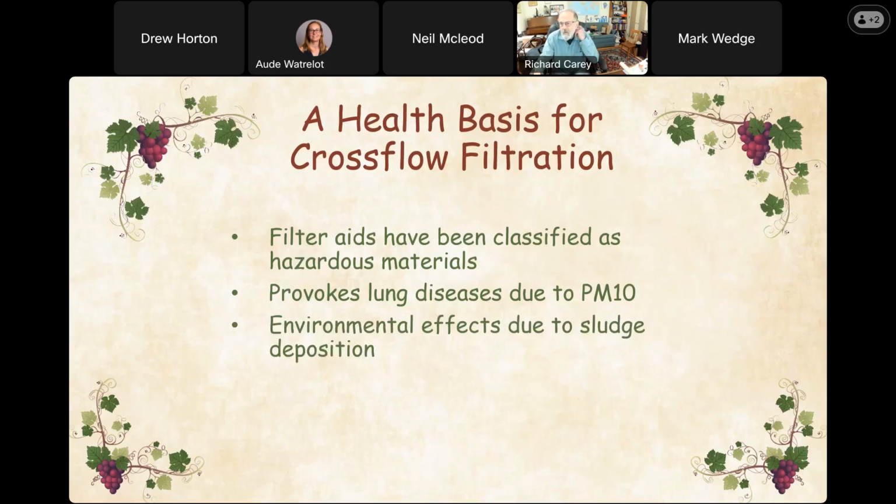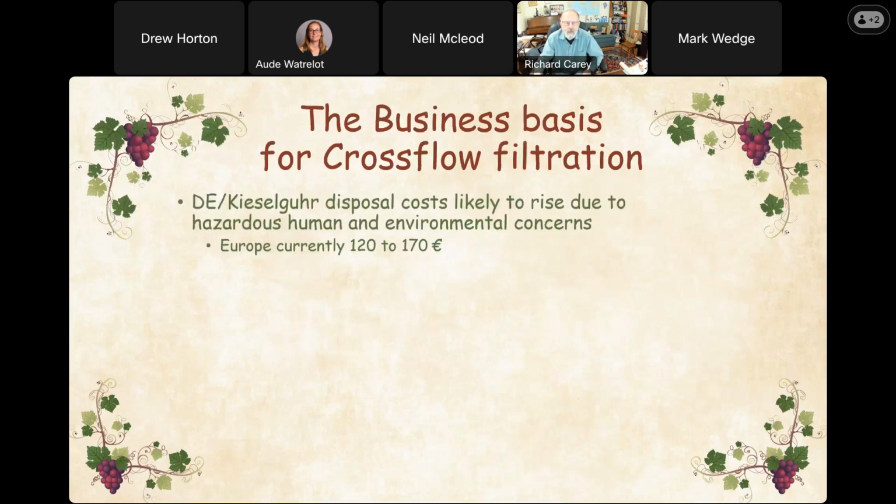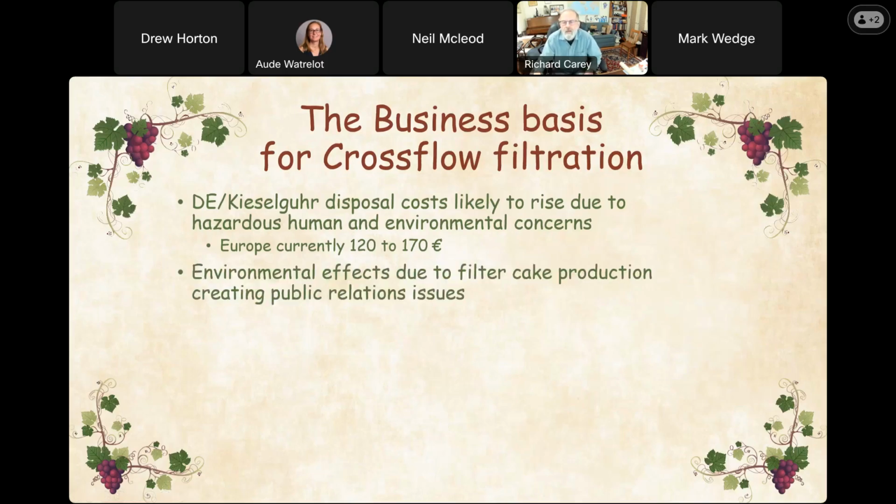The environmental effects of getting rid of the standard filter pads come through the sludge that it generates. You have very little of that when it comes to crossflow filtration. And in Europe, they are now charging 120 to 170 euro per ton for getting rid of diatomaceous earth if you're using that kind of filter, although the previous talk did not talk about diatomaceous earth. There are environmental effects to cake production, and some of them cause bad smells, and this is a problem that you can run into.